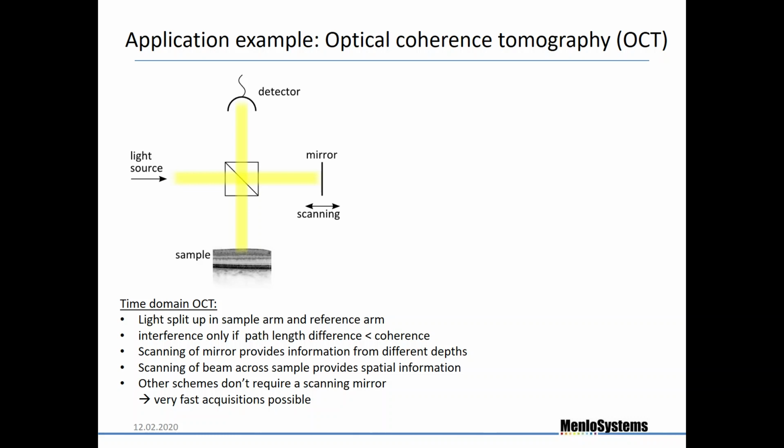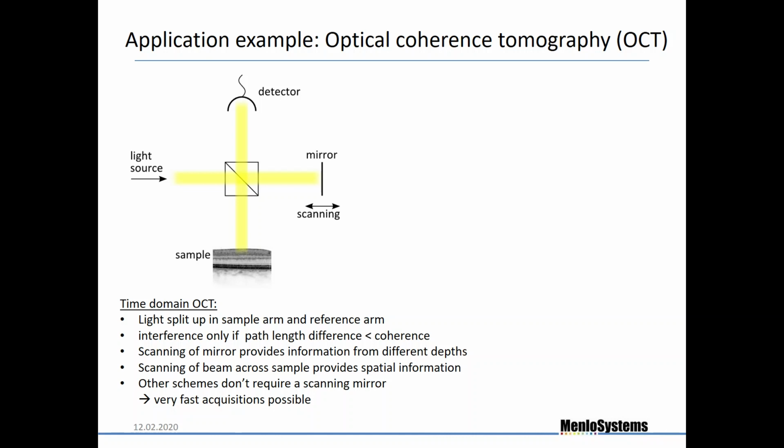But the sample might consist of several layers. So at several interfaces, you might see reflection, and therefore you might see the interference pattern several times. So by scanning the mirror along the beam, you can collect depth information here. And you can also collect the other spatial information in XY direction by scanning the beam across the sample, and therefore you get a 3D tomographic image of your sample.